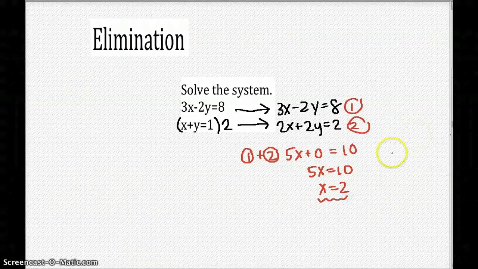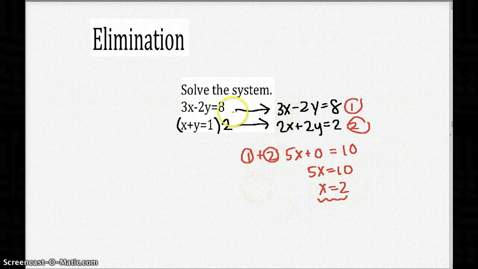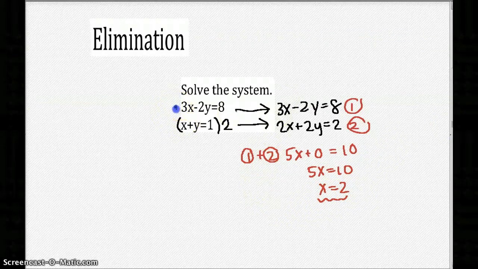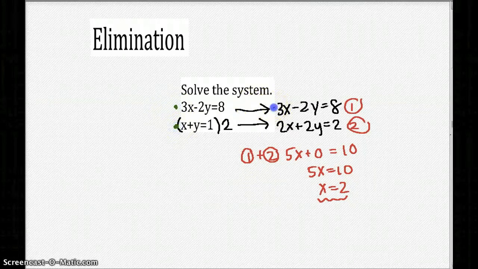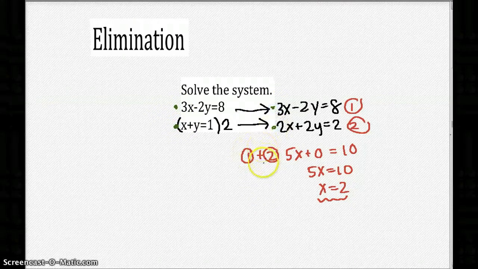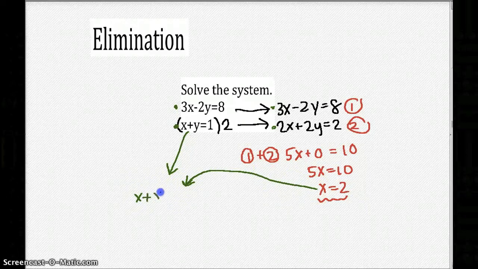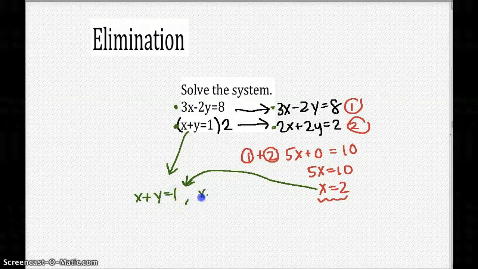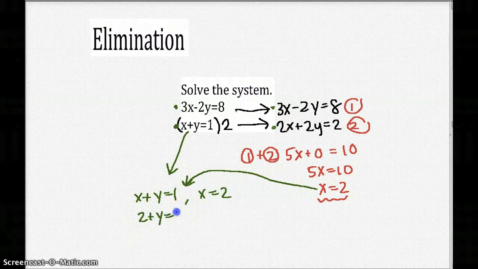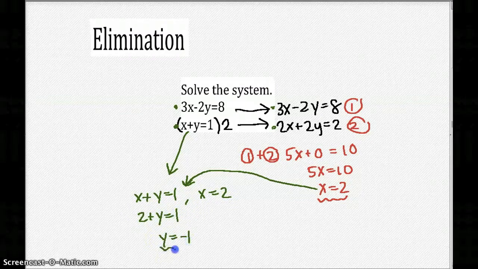So now all we're going to do is substitute x equals 2 into one of these equations, either this one, this one, or this one. We can just choose either one. It doesn't really matter, but I'm just going to choose this one because it's easier. So x plus y equals 1, and we're going to substitute x equals 2 into this equation. So we have 2 plus y equals 1, y equals negative 1.